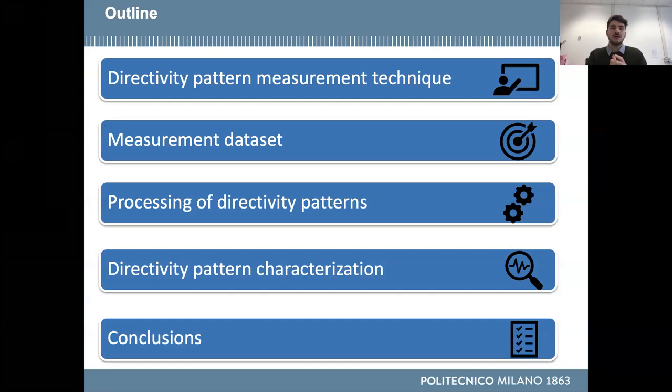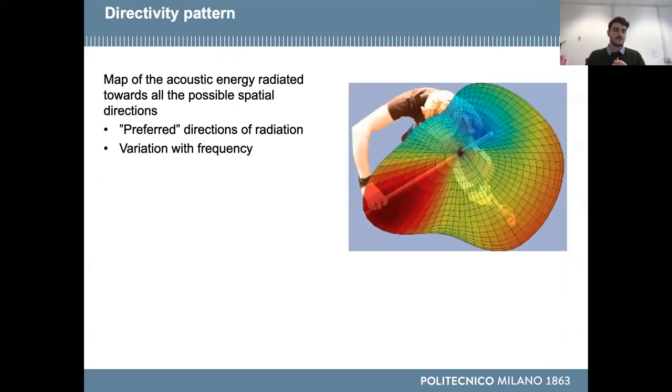And in particular, I will show you some results regarding the analysis of the directivity pattern of historical instruments. The key aspect of this work is to identify and define some quantitative measures that we can use for describing and comparing the directivity patterns of the instrument.